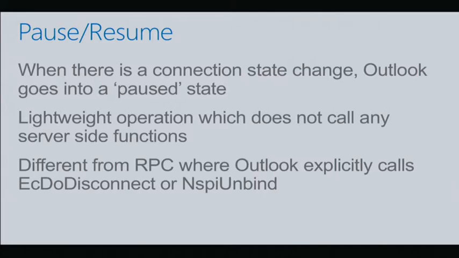So we go into a state we call pause. And then when we get back a connection, we resume, and we try using the previous session context. And if that succeeds, we just continue using that. If that fails, then we go trigger the full disconnect connect path. So this is just a very lightweight operation which doesn't call any server-side functions. And this is different from RPC in the sense that RPC in all these scenarios will, by default, go do a disconnect or an unbind for an SPI.